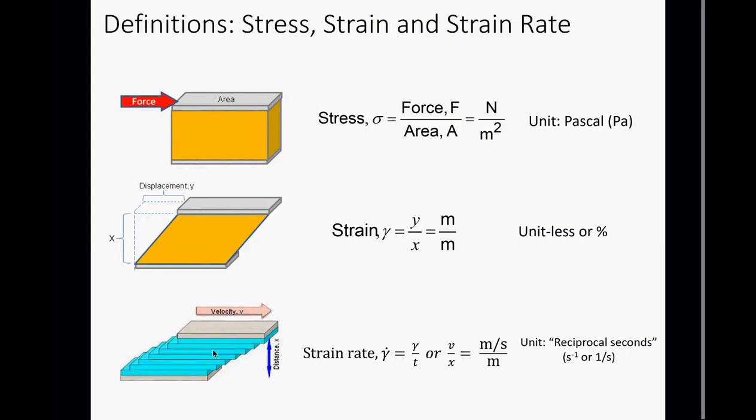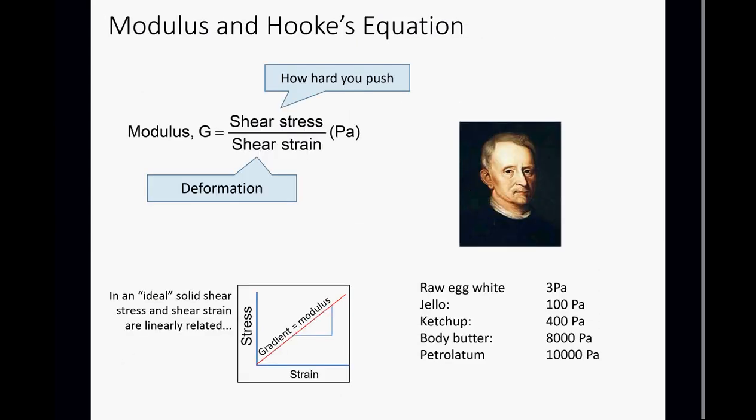Okay, so we've got our quantities defined here: shear stress, shear strain, and strain rate. And then we just need to understand two other properties. Number one is modulus. So rheology is the study of flow and deformation. Deformation relates to solids, and modulus is essentially the rigidity of a solid. So modulus is the ratio of how hard you push to how much deformation you get. So it's the stress divided by the shear strain. And this was defined by Robert Hooke, and this is where we get our modulus value.